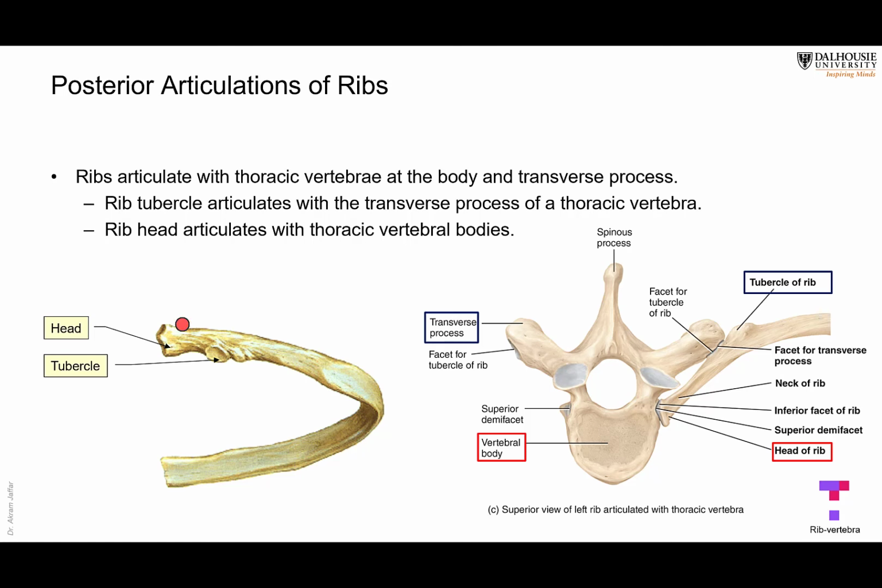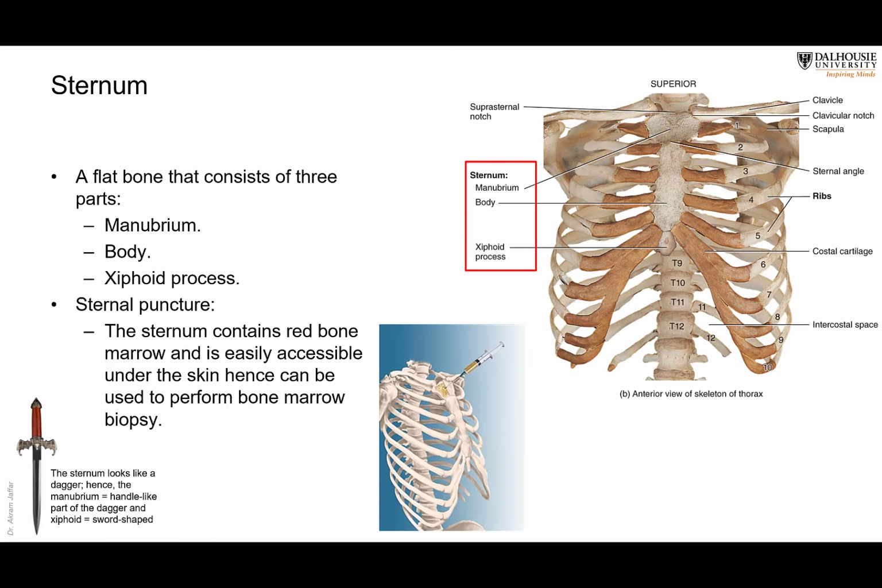And then after the head, there's a neck, and there's a tubercle. Again, the tubercle has a smooth facet, and if you fit it with the vertebra, it articulates with the transverse process of the vertebra. So the posterior end of the rib, because the anterior end is attached to a costal cartilage, articulates with vertebrae: the head with the body of the vertebra, and the tubercle articulates with the transverse process of the same vertebra.